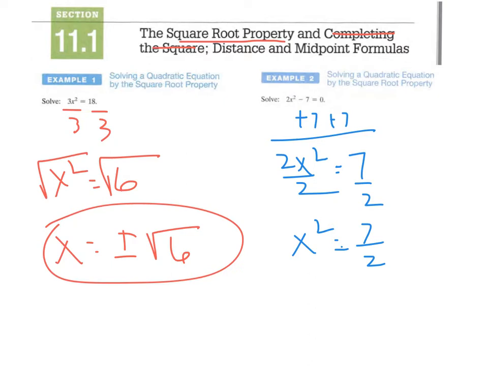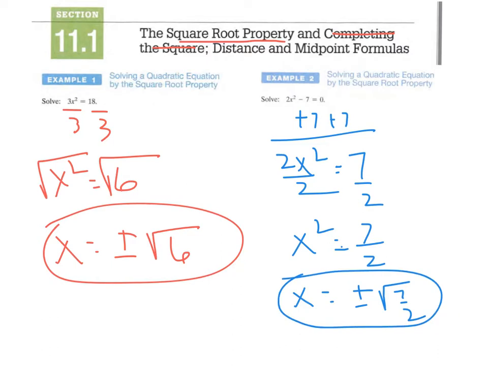And so I'm going to take the square root of both sides. So it's plus minus the square root of 7/2. And there's my answer. So all we're doing is using the square root to solve for squares.